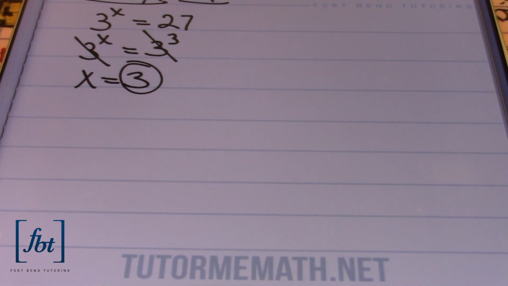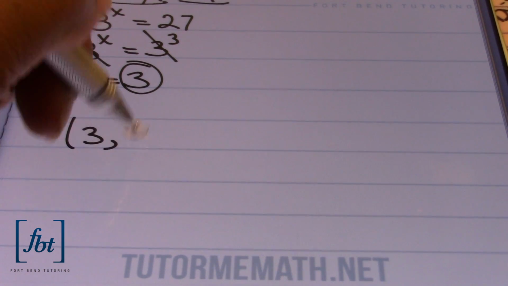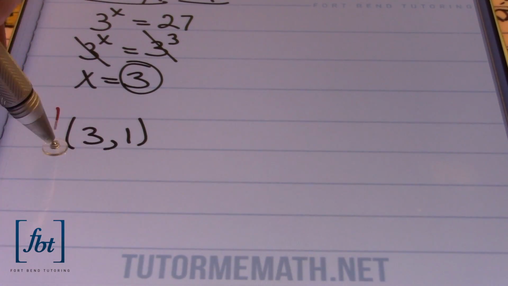So that means that our point of intersection for these two exponential functions is going to be (3, 1). I'm putting a box around this.